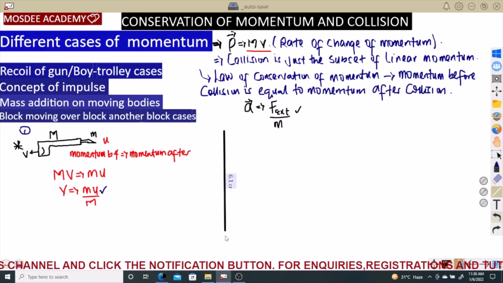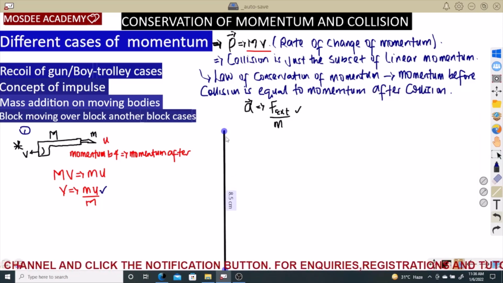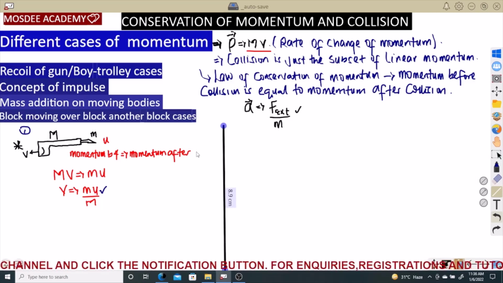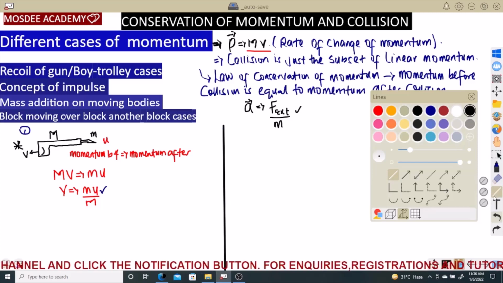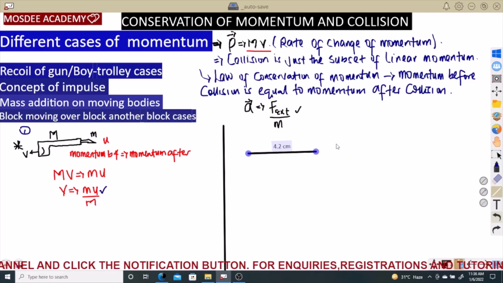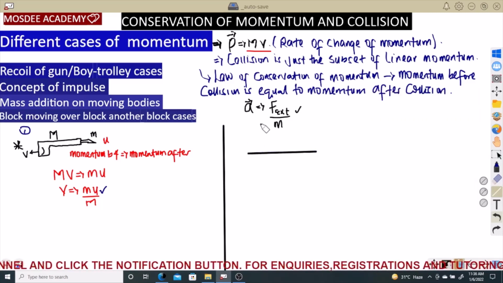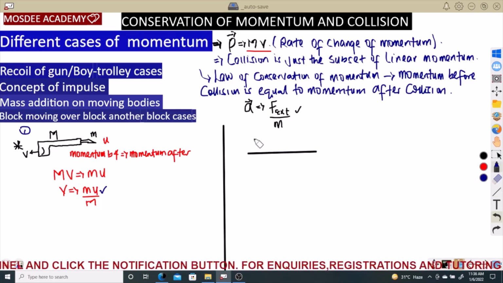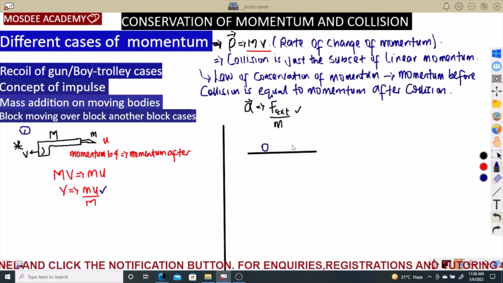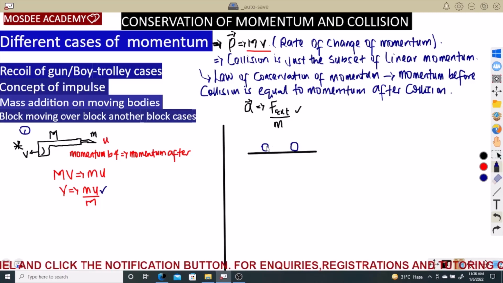So in continuation to what we're saying, we are talking about different cases. We take the first case, which is the recoil of a gun. The second case I'm going to consider here is the case of a boy on a trolley. Now, let's say there is a ground. We have a ground, and on top of the ground we have a boy, and a trolley. Let's say we have a trolley. Just for understanding's sake, nothing more pretentious.